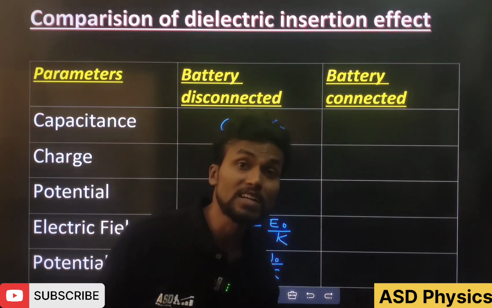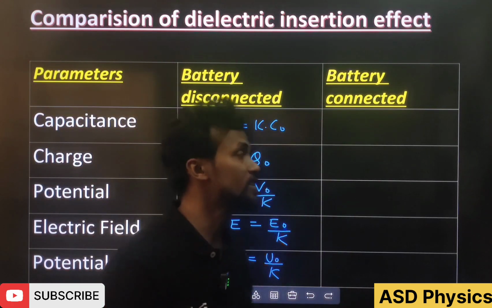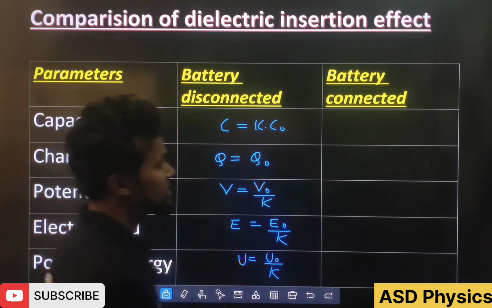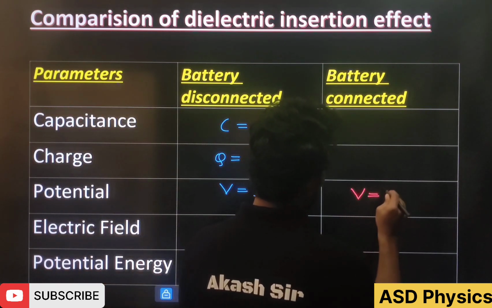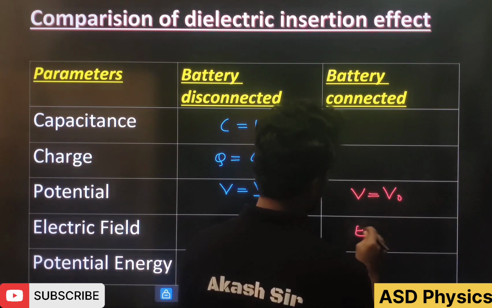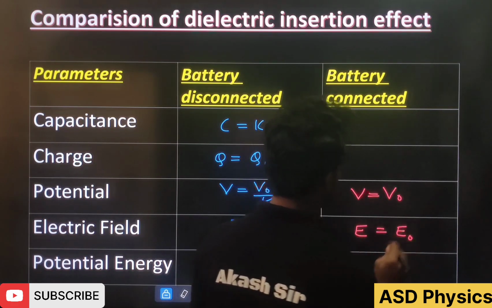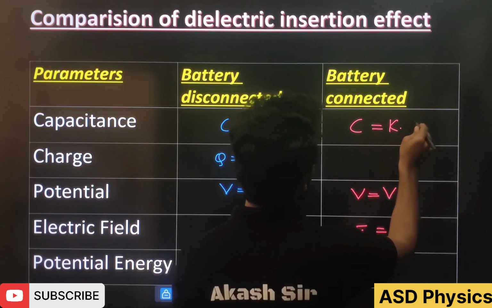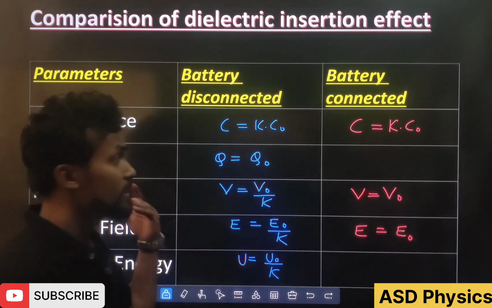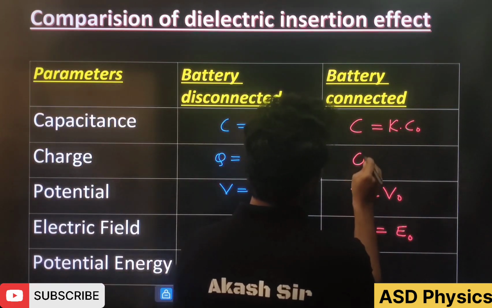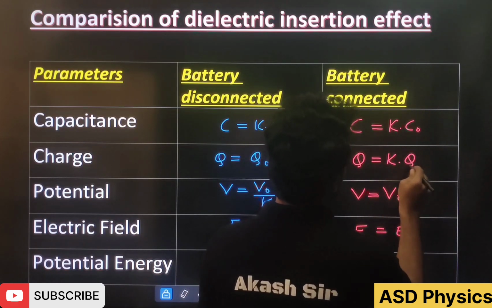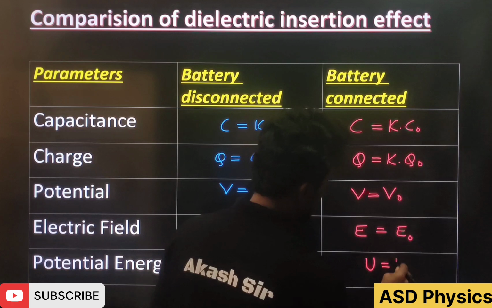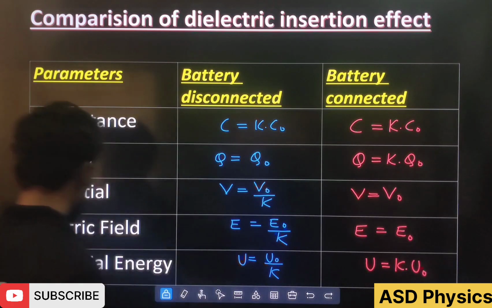After that, when the battery is connected to the capacitor and we insert the dielectric, what will be the same in this situation? Potential will be the same, V equals V naught, and the electric field is also the same, E equals E naught. Capacitance, C equals K C naught, with complete dielectric between the plates. The charge will become Q equals K Q naught, and the potential energy U will become K into U naught.